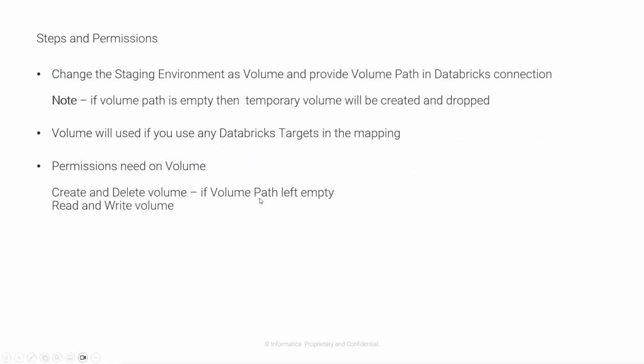Moving on, steps and permissions. Change the staging environment to volume and provide the volume path in the Databricks connection. Note: if the volume path is empty, a temporary volume will be created and dropped in the catalog which you used in the connection. Volume will be used if you use any Databricks targets in the mapping. Permissions needed on the volume: create and delete volumes if the volume path is left empty, and read and write on volumes to read and write the files.